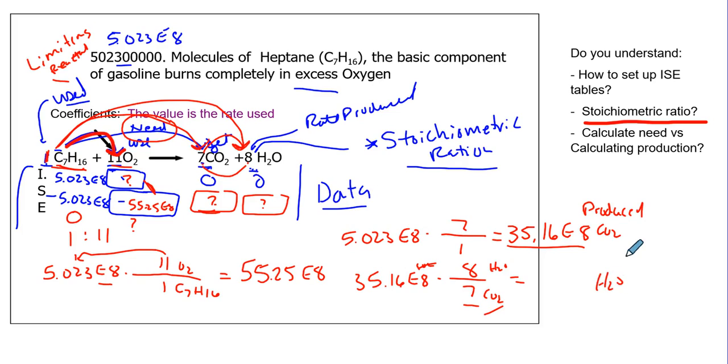All right, let's plug it in here. 35.16 times 8 divided by 7. And a little bit more, but not a lot, 40.18. So that's going to be 40.18. And this is e to the 8th still. All right, so what are the important takeaways here? The ice table is huge. Stoich ratios are huge. This is a really huge page here as far as lots of information. How to use the stoich ratio.